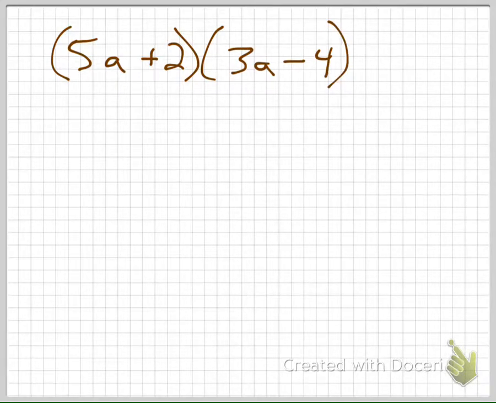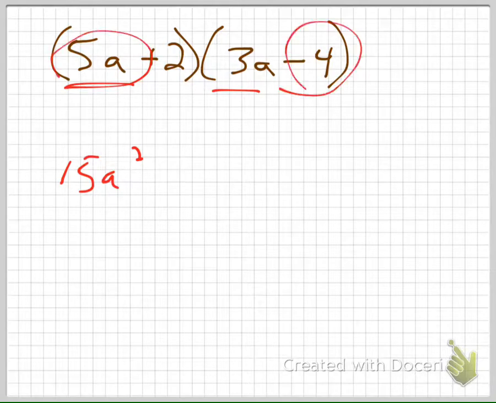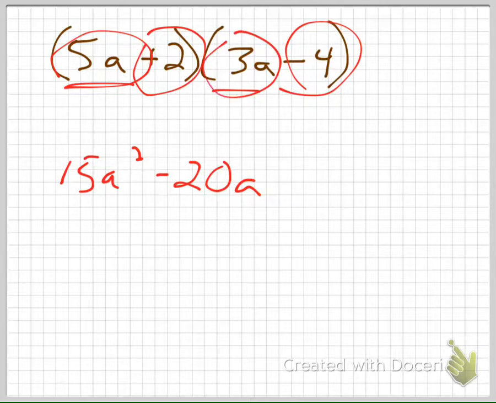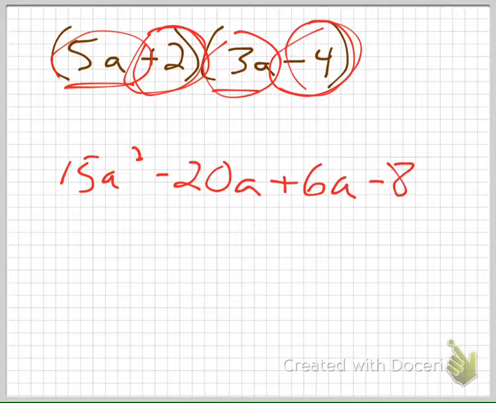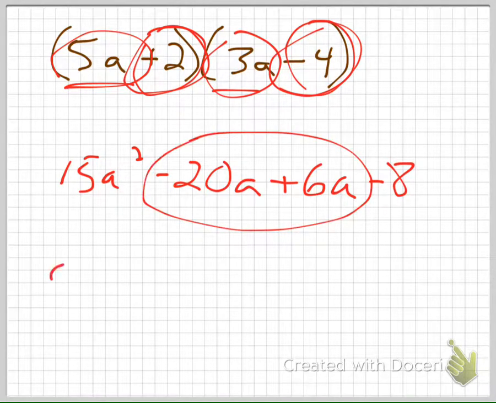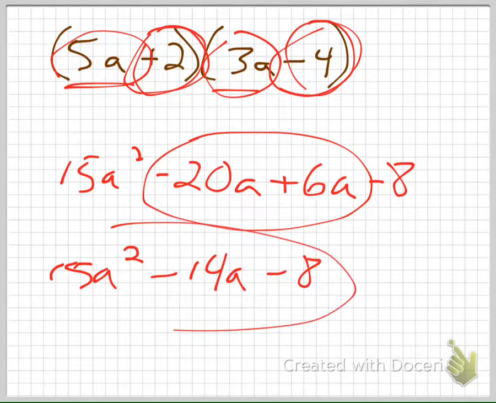FOIL method first. 5a times 3a is 15a squared. Outside, 5a times negative 4 is negative 20a. Inside, 2 times 3a is plus 6a. And then last, plus 2 times negative 4 is minus 8. You can combine those two. So 15a squared minus 14a minus 8. How many of you got that? 15a squared minus 14a minus 8. Okay, simple, right? I'm going to give you one brief little preview for tomorrow.